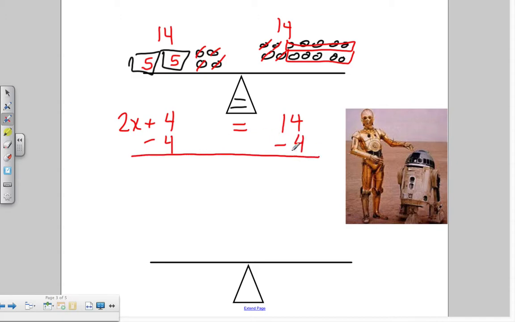Okay, what does that leave me with? Well, the 4 went away, and I had 2 money bags left, or 2x. And on this side, I had 14 take away 4, or I had 10 coins left. Then I split my bags into 2 different bags, and I split my 10 coins into 2 groups, which made it x, or 1 bag, equals 5. And that's how I solve my equation using algebra. Let's try another one.